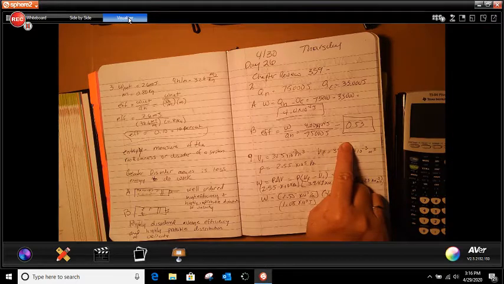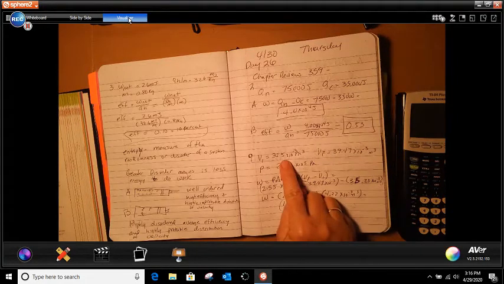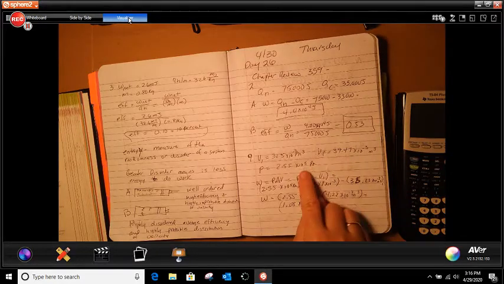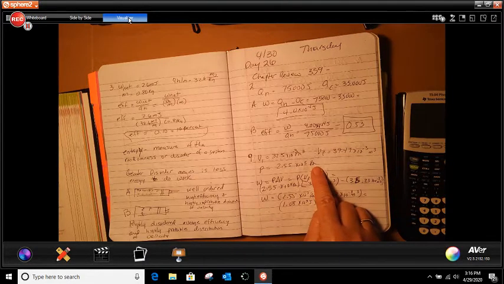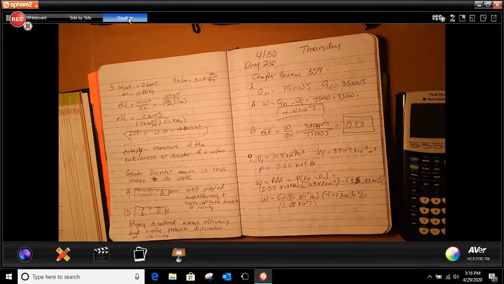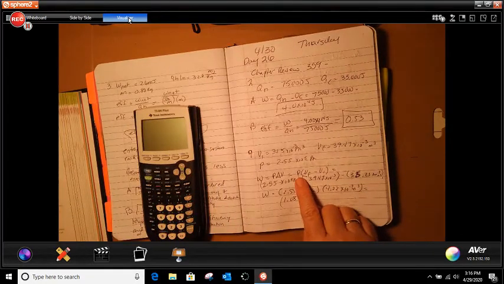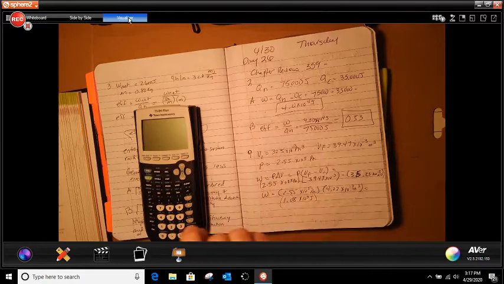Question number 9 is asking you how much work is done on a tire whose volume increases from 3.25 times 10 to the negative 3 meters cubed to 39.47 times 10 to the negative 3 meters cubed. The pressure is 2.55 times 10 to the 5th pascals. It's asking for atmospheric pressure, work done on the gas. So we're looking for work here, and we're going to take P times (VF minus VI). That's this P here.